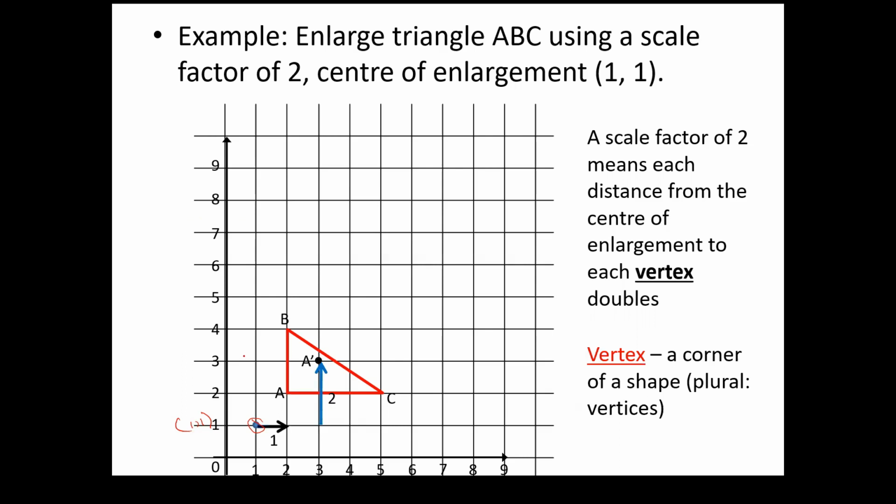Next, for B, we go 1 to the right and 3 up. If we multiply 1 by 2, we get 2 to the right, and 3 times 2 is 6 up. So it becomes B dash. Then for C, 4 to the right and 1 up, doubled, is 8 to the right and 2 up. So it becomes C dash. Now we join them and we get the enlarged figure ABC to A dash B dash C dash with the scale factor 2 from the center of enlargement, which is (1, 1).